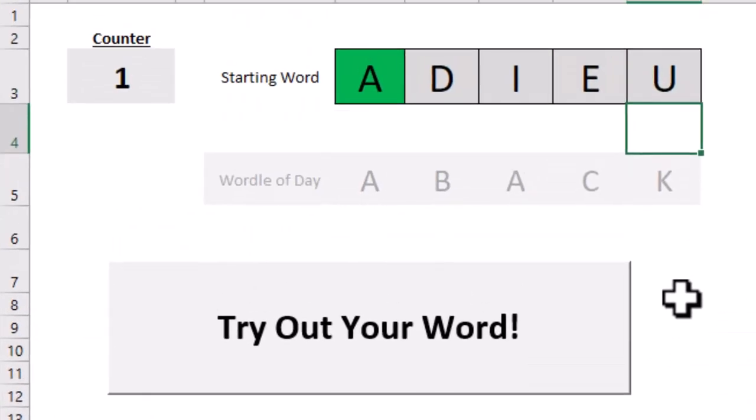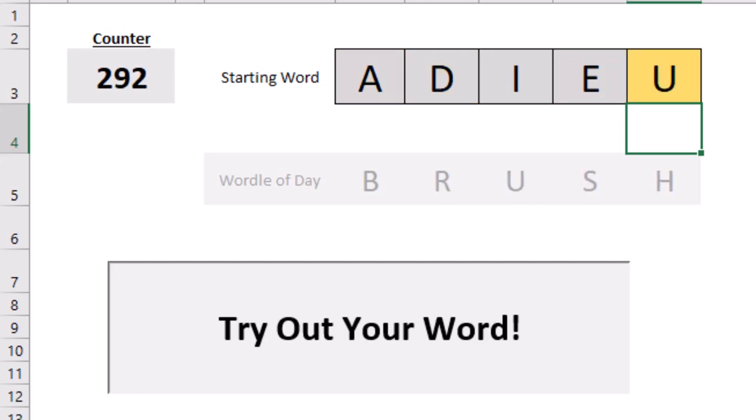Now what I'm going to do here is use that dictionary of words and test my starting word against all possible Wordle solution words. Now there's a little counter over here in cell B3. Alphabetically, the first possible solution for Wordle is aback. You can see it right there. What I'm going to do is let Excel cycle through all possible Wordle words. Ready for this? Here we go.